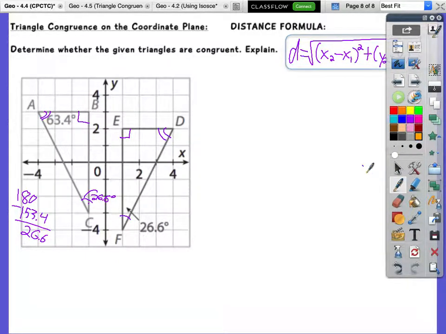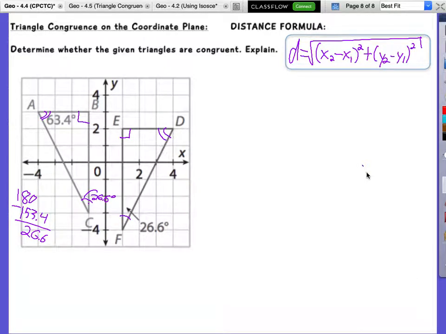Thank you. Okay? So let's start with side AB. What's the length of side AB? 3. How do we know that? Because we can count. What would side AB have to match up with here? ED. What's the length of this one? 3. So far, so good. Let's give that a tick mark.